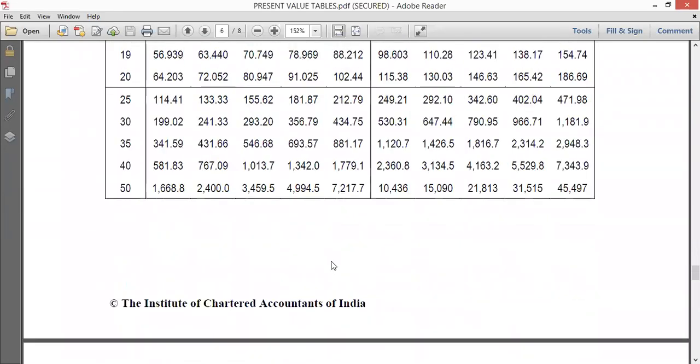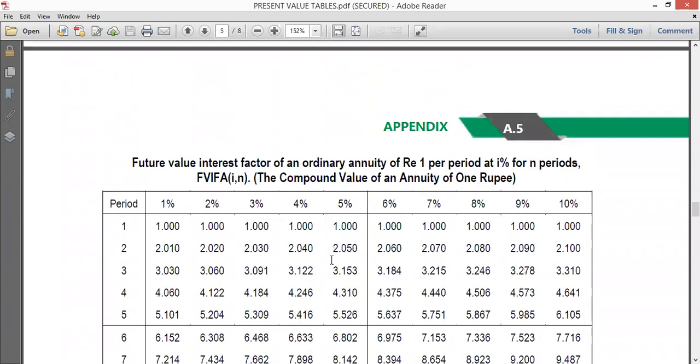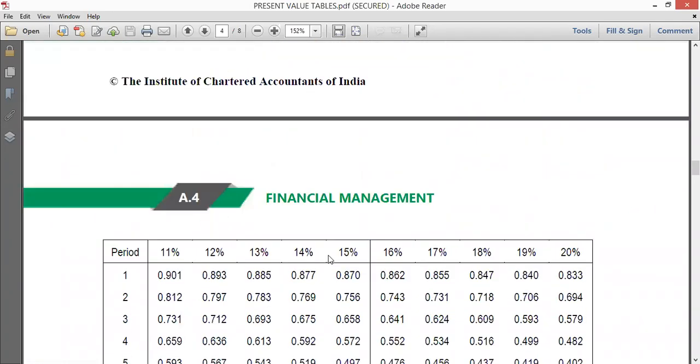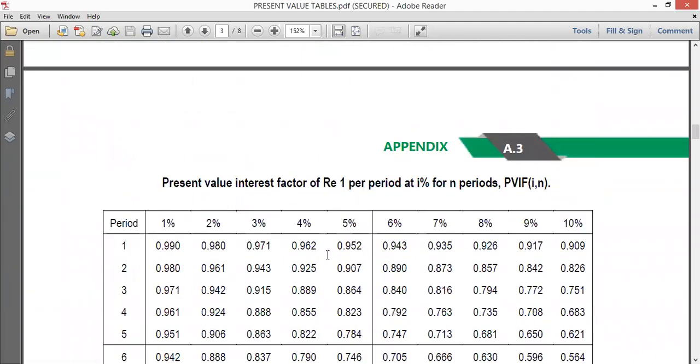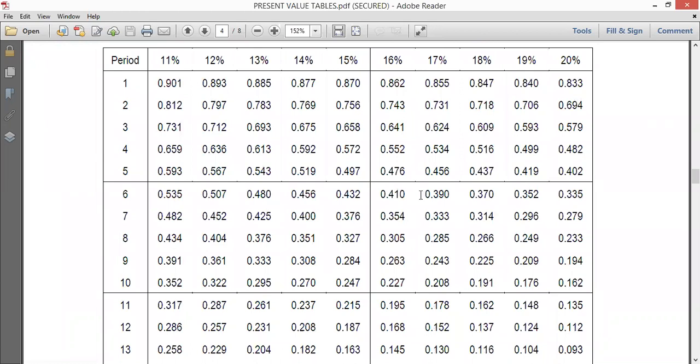I'll show you the rates. Give me 1 second. I forgot to share the present values. Here it is. This is the present value. Yes, here it is. 17%. You have it here. You can look at the present value table.